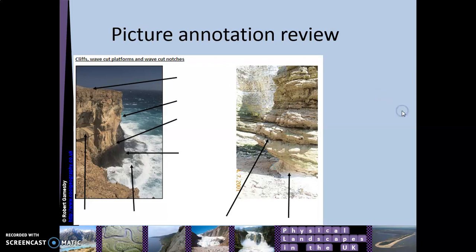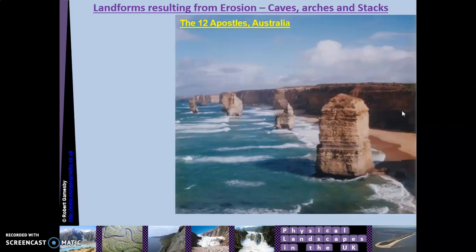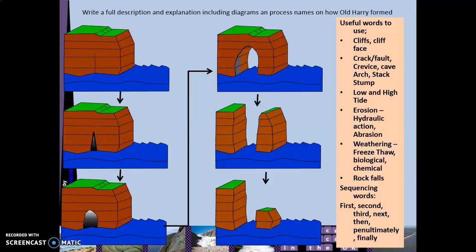In terms of what these processes can also lead to, you can get the formation of something called caves, arches and stacks. So these here are called the 12 Apostles in Australia, because there's 12 of them, and as you can see, these are pinnacles of rock that go along this coastline here, and these are called stacks, and we're going to look at how they form.